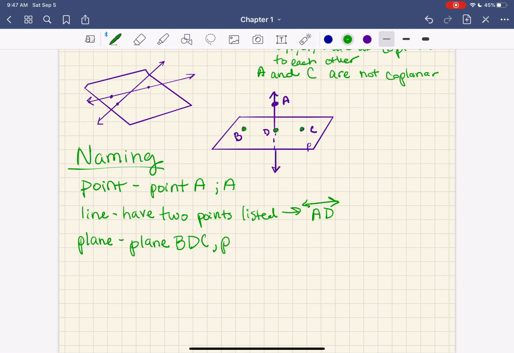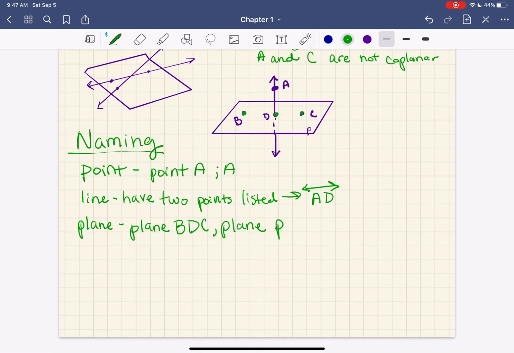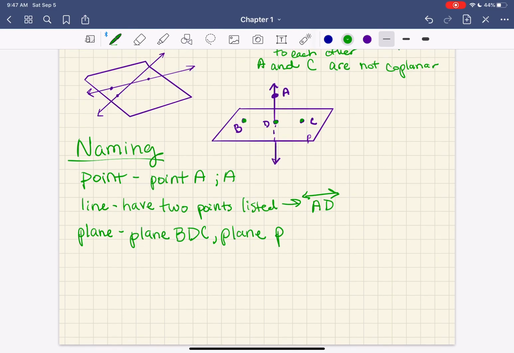The other thing that can sometimes happen, this can happen with lines as well, is I have this little P down in the bottom there. Sometimes they will give it a name just like they've given the points names. So I could say plane P, and I'm talking about the plane that's drawn that has a little label that says it's plane P. Okay, so that's pretty much it.